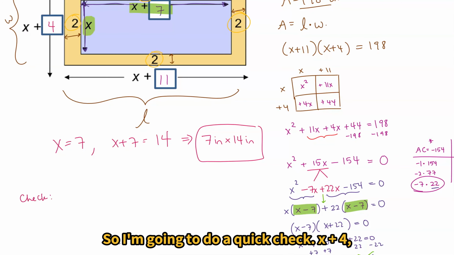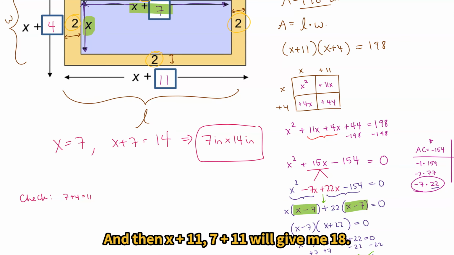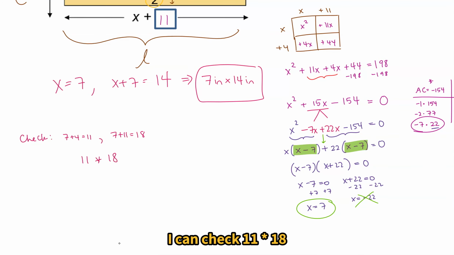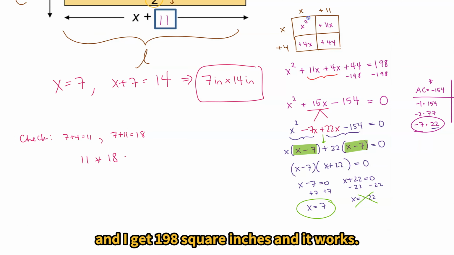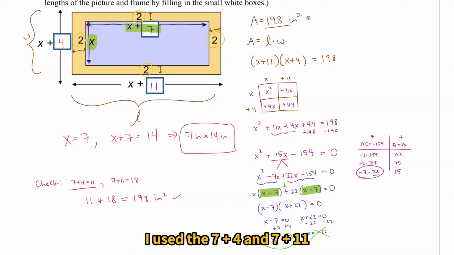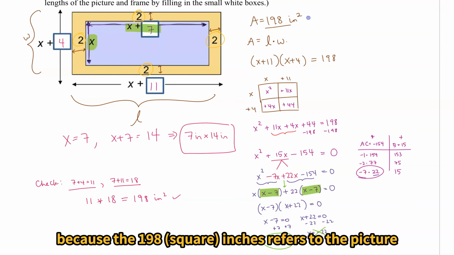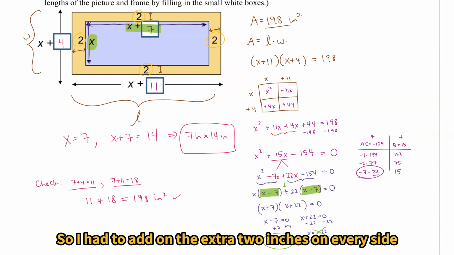X plus 4, 7 plus 4 will give me 11. And then x plus 11, 7 plus 11 will give me 18. I can check 11 times 18 on my calculator, and I get 198 square inches, and it works. I used the 7 plus 4 and the 7 plus 11 because the 198 inches refers to the picture plus the frame. So I had to add on the extra 2 inches on every side for the picture frame.